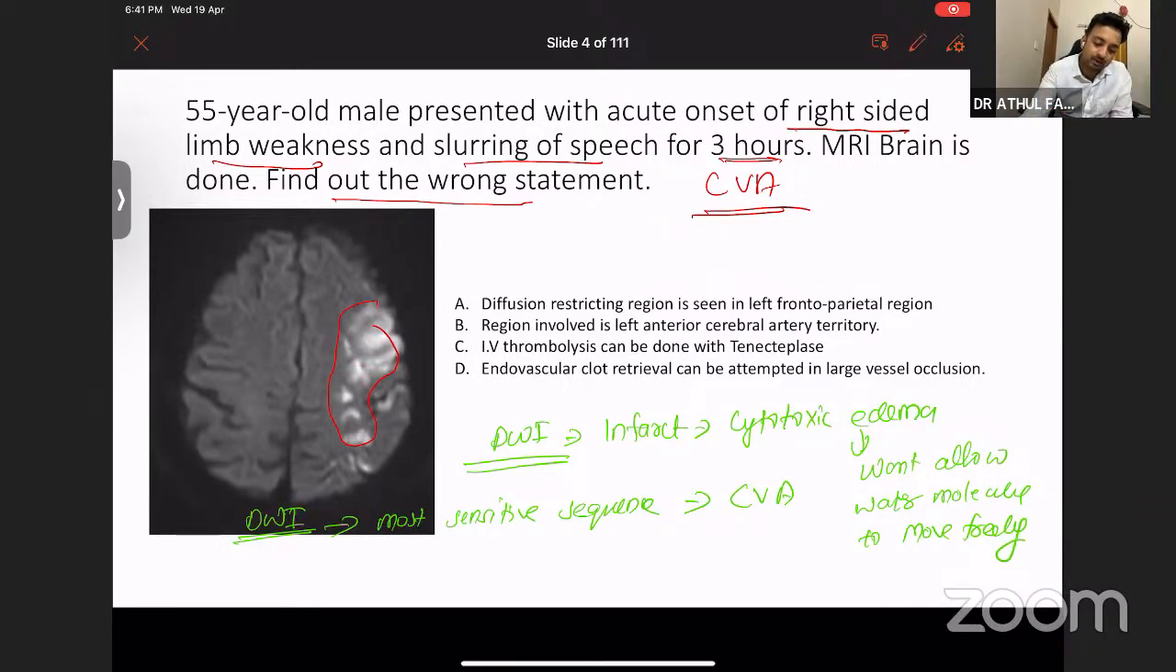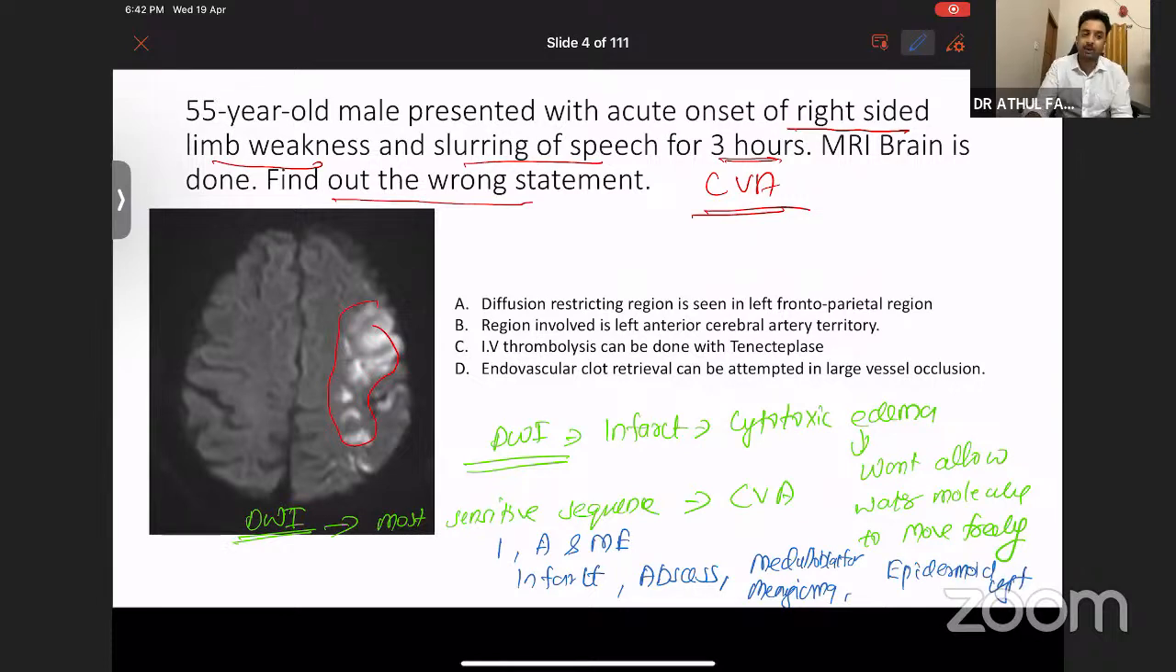Also remember, there are multiple lesions showing diffusion restriction. We already know the mnemonic: it is I AM E. I stands for infarct, A stands for abscess, M stands for medulloblastoma and or meningioma, and E stands for epidermoid cyst. All these lesions in the brain can show restricted diffusion. This is very important, because if in the question any lesion is showing diffusion restriction, you should think about infarct, abscess, medulloblastoma, meningioma, or epidermoid cyst in the brain. So the first statement is correct.